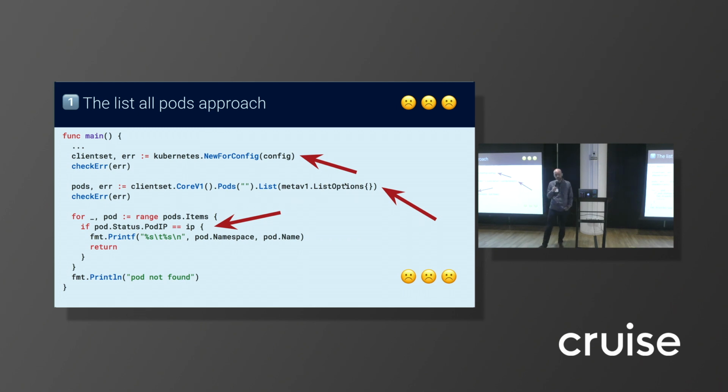It has a lot of deficiencies. One of them is that you have to look up every single pod in order to find one of them, and then you have to walk through every single pod serially before you get to the one that has the IP address that you're looking for. So we can do a lot better than this.